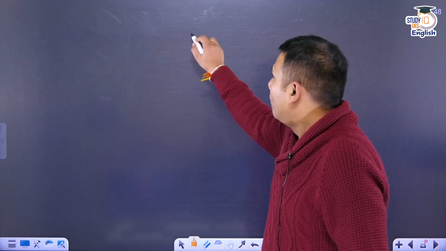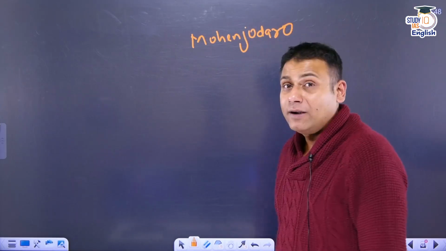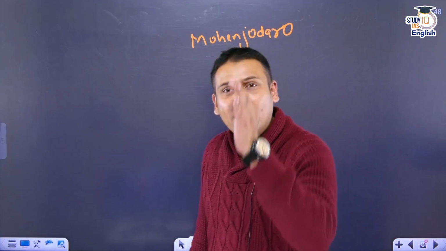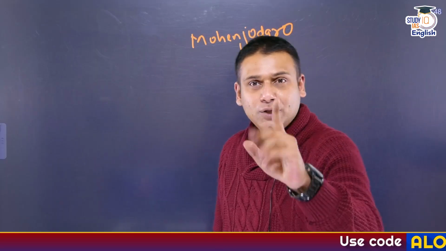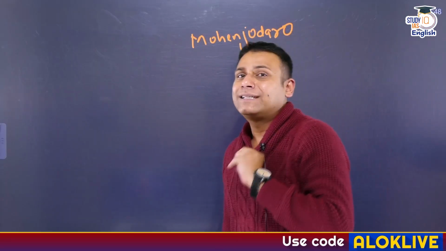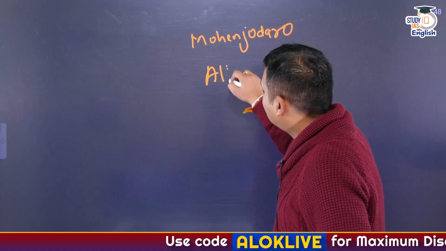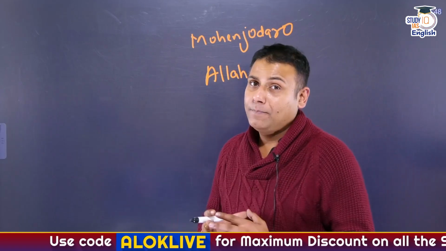Prior to the discovery of Rakhigarhi, the largest Indus Valley Civilization site was Mohenjo-daro. But after the discovery of Rakhigarhi, located in Haryana, it has now become the largest Indus Valley Civilization site. Please note down this fact. Another important site, the smallest Indus Valley Civilization site, is Allahdino. It is located in Pakistan.